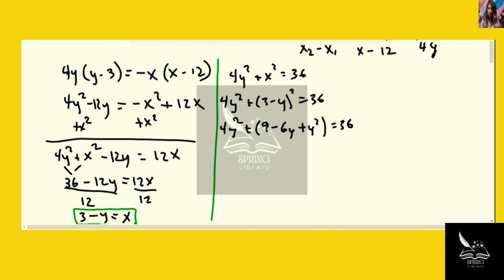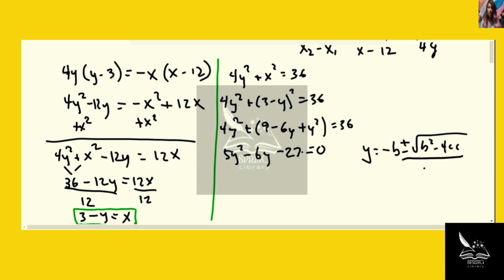Now this is quadratic, so what we want to do is collect everything on the left, set it equal to 0, so we get 5y squared minus 6y minus 27 equals 0. And then we're going to use the quadratic formula, so y equals opposite b plus or minus the square root of b squared minus 4ac over 2a.